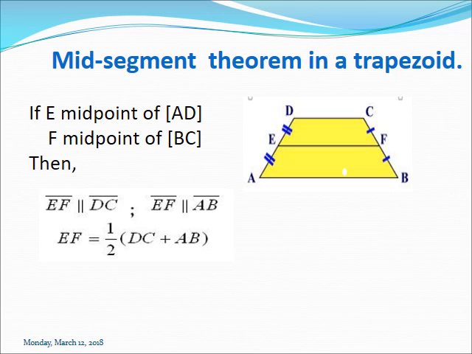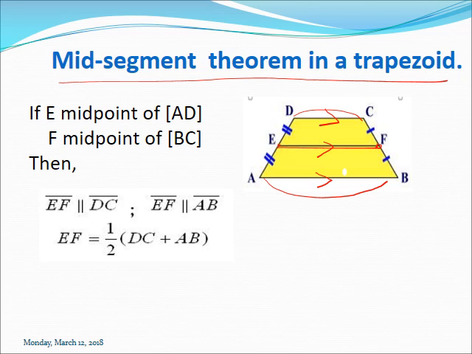Mid-segment theorem in a trapezoid. If E is the midpoint of AD, and F is the midpoint of BC, then EF is parallel to DC and AB. So EF is parallel to DC and AB, and EF equals (DC plus AB) over 2.